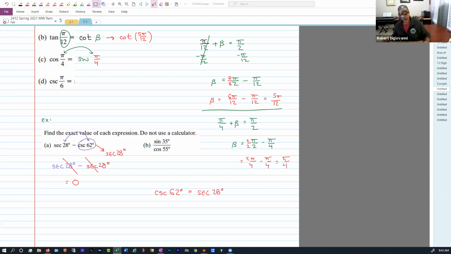No? Okay. Do you recognize that this 35 and 55 add up to be 90? Mm-hmm. Okay. So that means I can either convert the top one into cosine of something, or I could convert the bottom one into sine of something. So you pick, which one do you want to do? Do you want to convert the sine into cosine or the cosine into sine? Cosine to sine. Okay, so let's do that. So this would become sine of what angle?